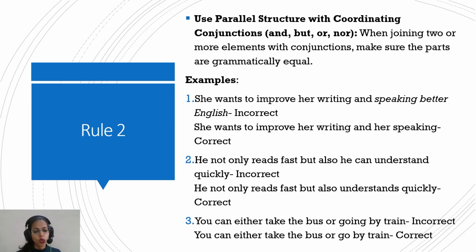So he not only reads fast but also understands quickly. Now it is neat. Now it is easier to understand. It is making better sense. Let's look at another example. You can either take the bus or going by train. I mean, it's like you started on one note and all of a sudden you go on some other path. So in parallel structures, it is very important to maintain the consistency. So you can either take the bus or go by train. Now it's making sense and it's grammatically correct also.